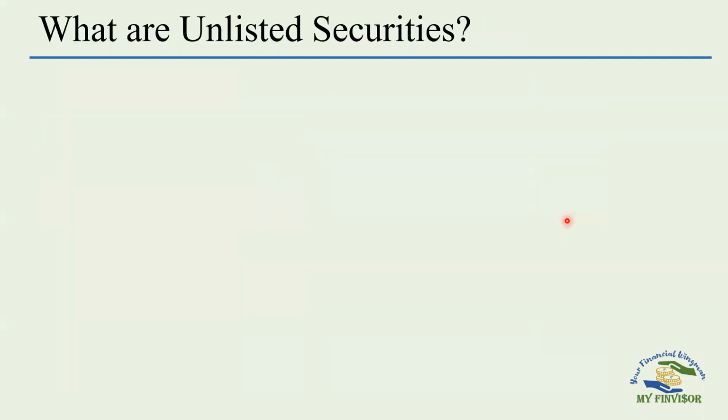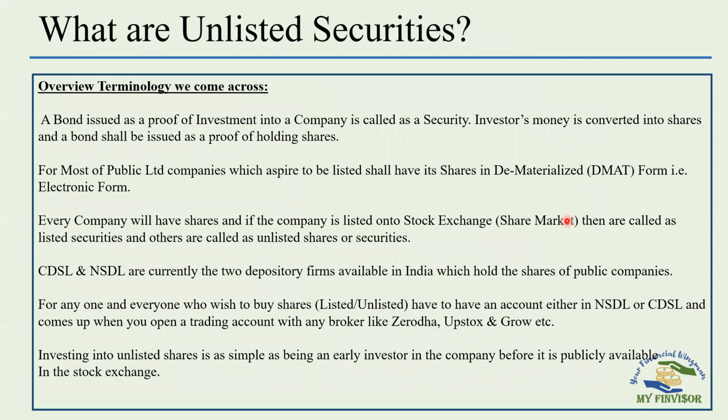Right. So before we go into knowing what are unlisted securities, I'll just give you a brief about what are the common terminology which we come across. Right. So what exactly is a share certificate? Okay. A proof of investment into a company. When you buy or invest into a company, they give you a bond, and that bond is called a security. And this security is nothing but what we call a share certificate.